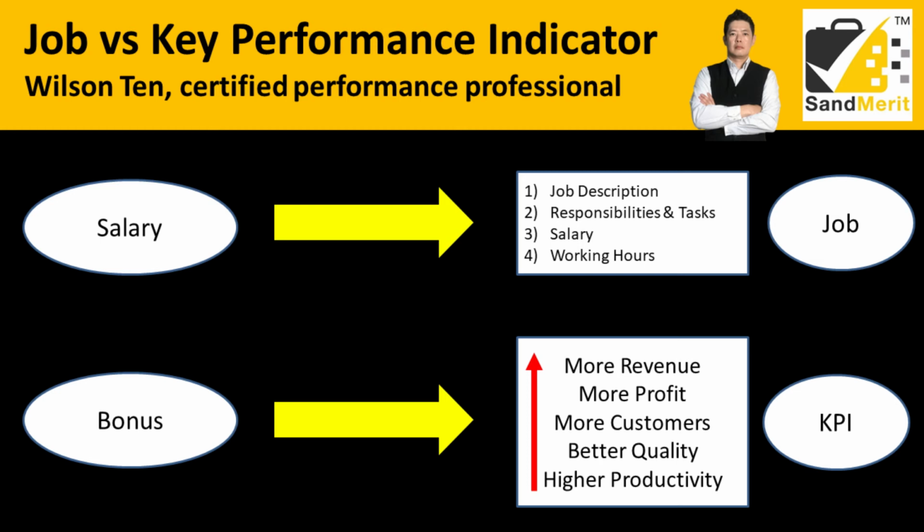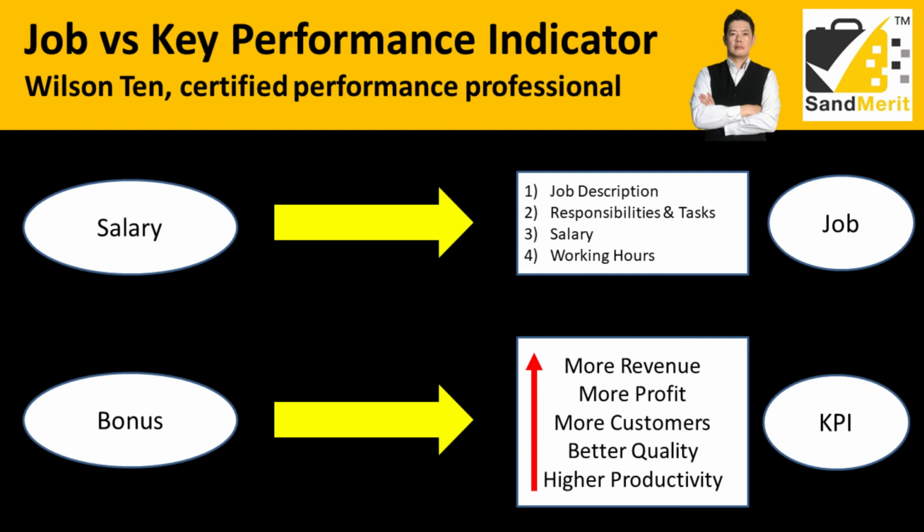You need to understand what a job is and what a KPI is. You pay salary for your employee to do the job, which includes responsibility, the task, and the working hours. You pay bonus to your employee when your employee helps your company to achieve your company's KPI.